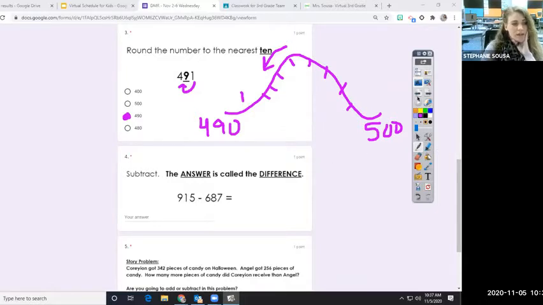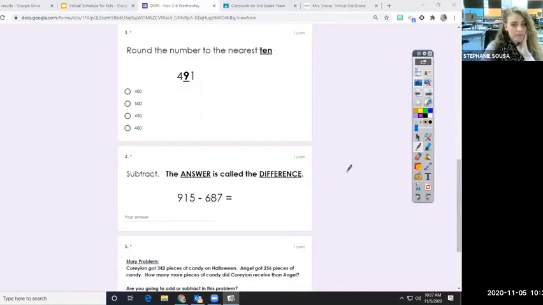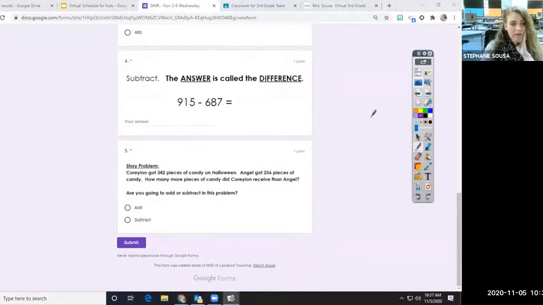Okay, let's take a look at number 4. Subtract. The answer is called the difference. You should have on a whiteboard or a piece of paper somewhere worked this problem out. 915 subtract 687. We have 5 ones. We're subtracting 7 ones. That's impossible.